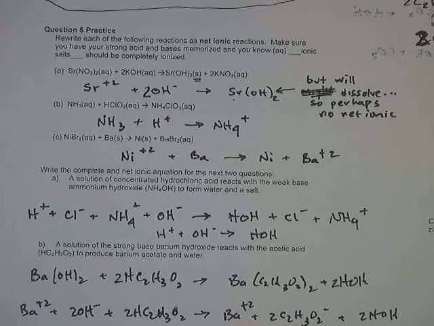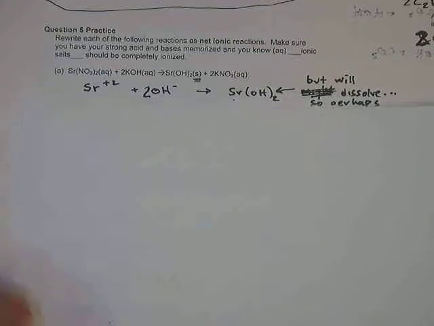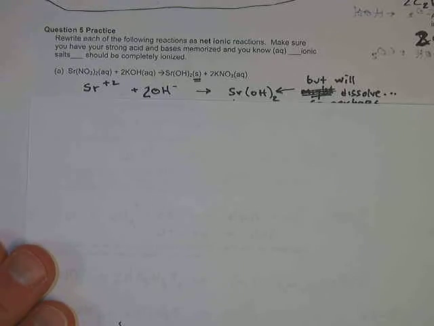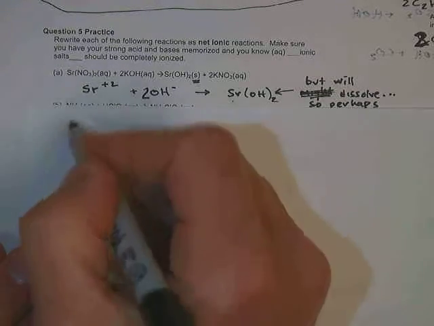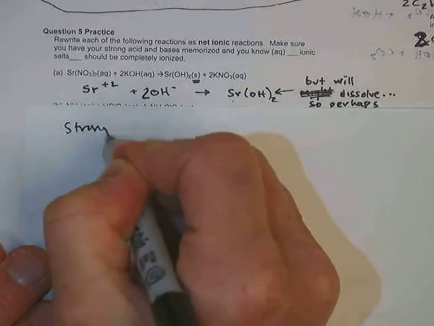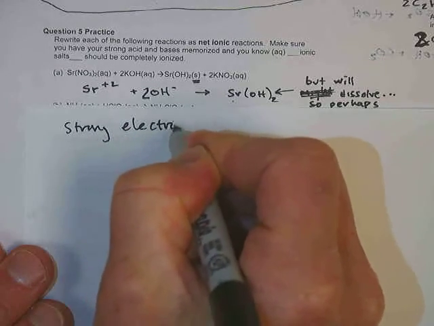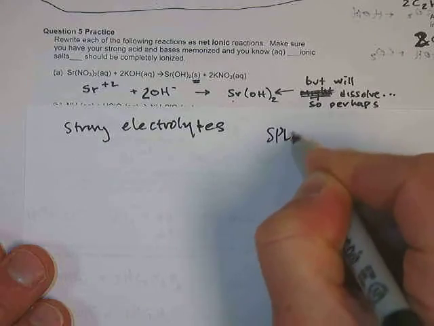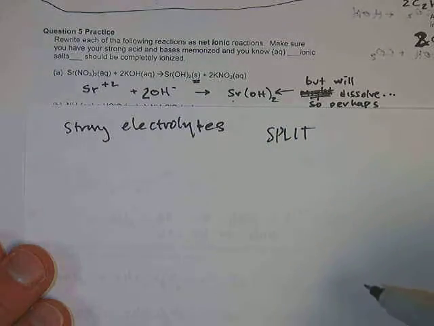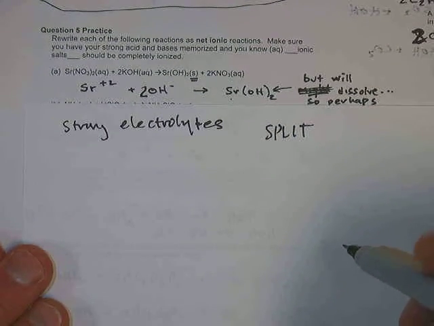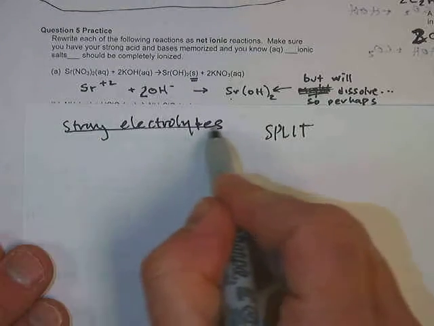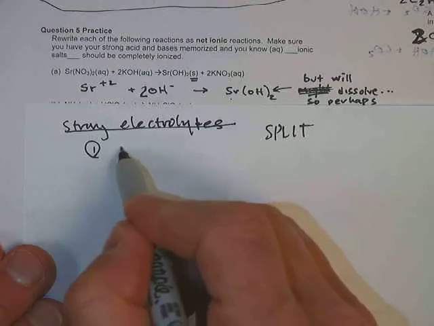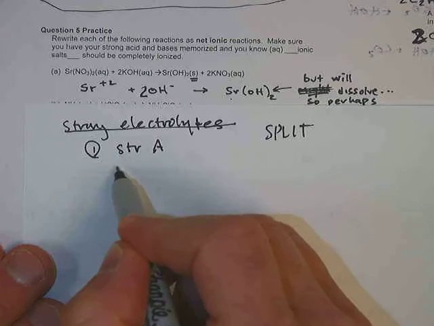Question 5, balanced chemical reactions and then writing them as net ionic equations. The first one, when you write the net ionic equations, always ask the question, is it a strong electrolyte? And strong electrolytes always need to be split up or dissociated or made into ions.